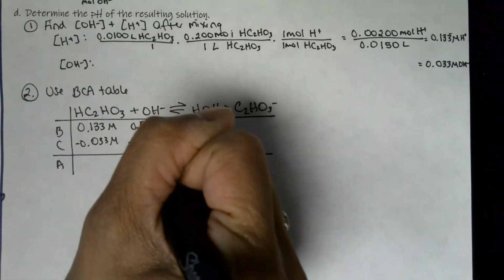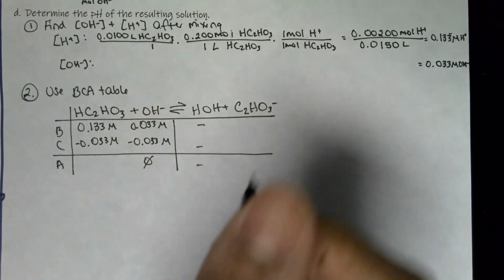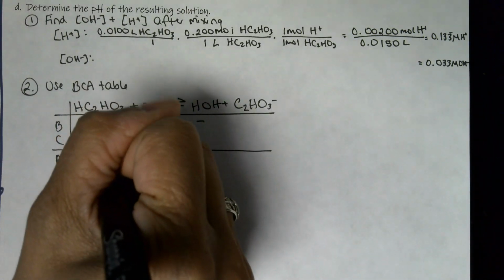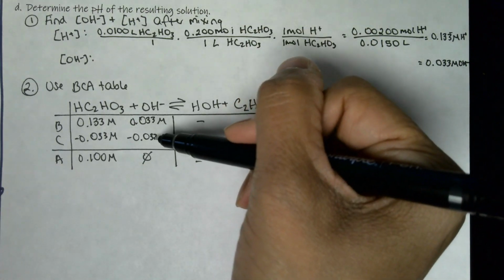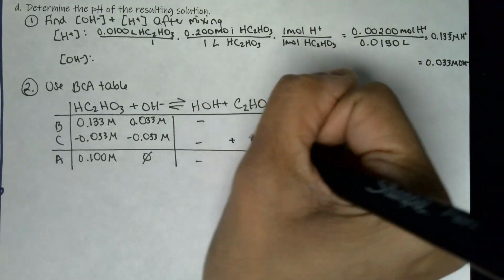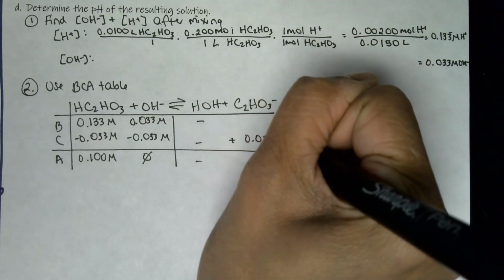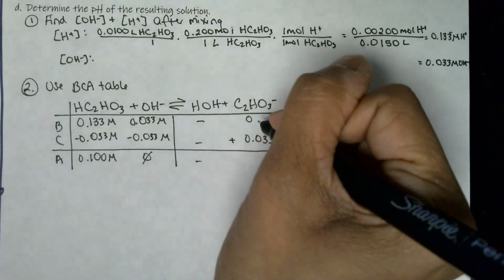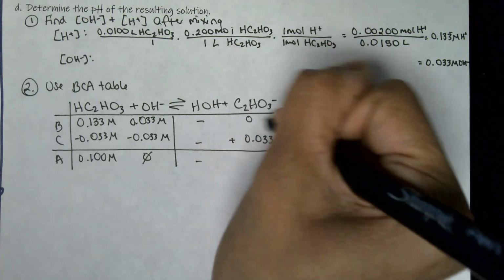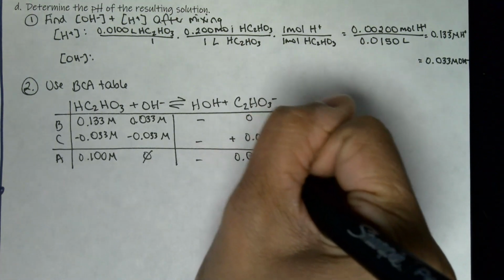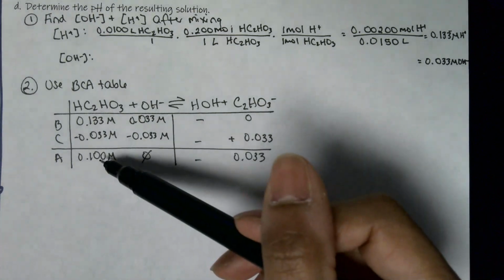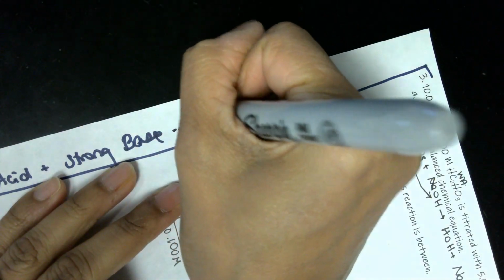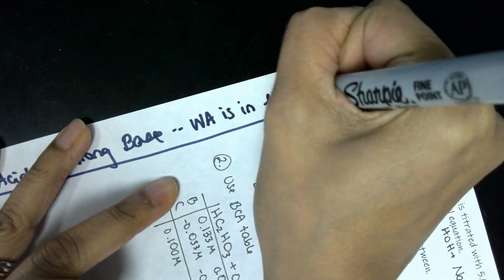So this ends up being 0.100 molar. And we also have to think about what's happening here. If we're taking away 0.033 molar on the left-hand side, we're adding it over to this side. We're starting out with 0 here because initially there's none of this ion, so here we have 0.033 molar. It looks like our weak acid is in excess. So let's make sure we make a note: weak acid is in excess.